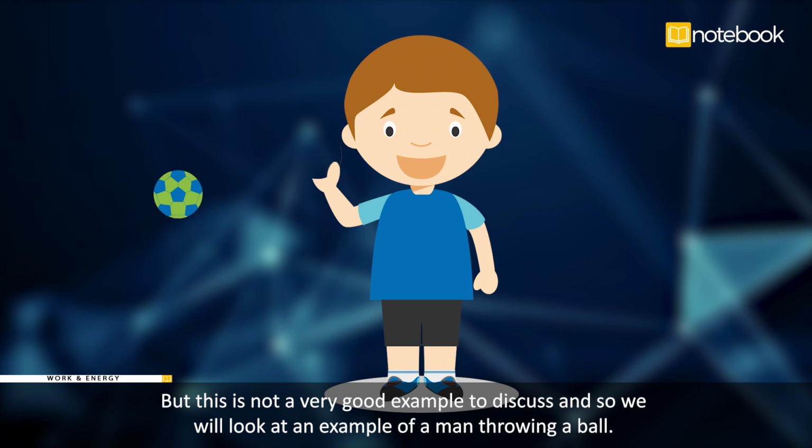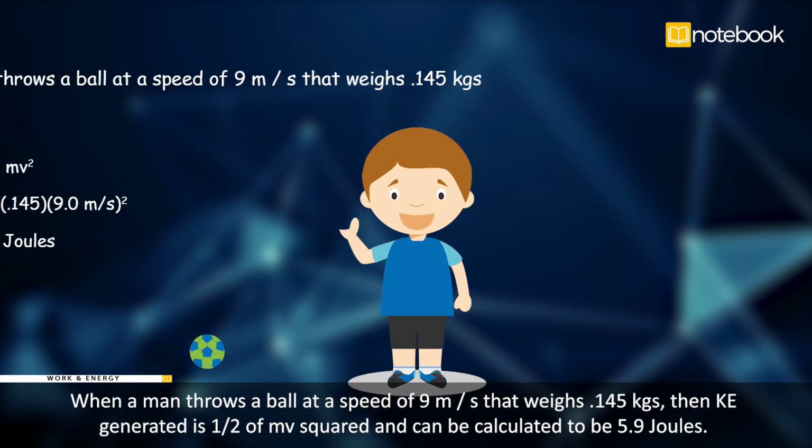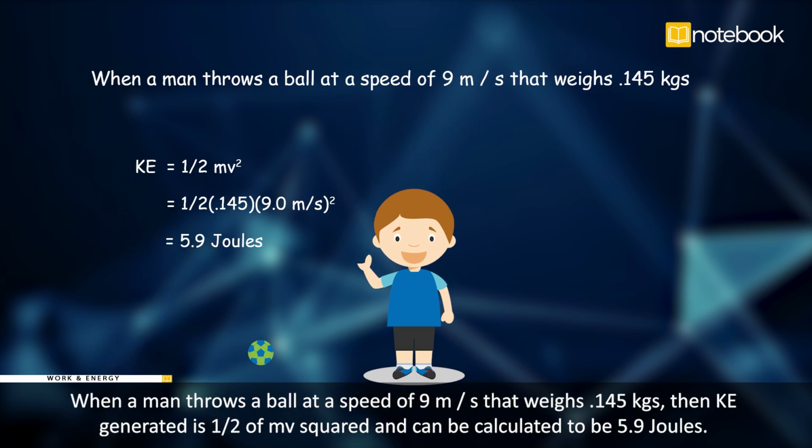man throwing a ball. When a man throws a ball that weighs 0.145 kgs at a speed of 9 meters per second, kinetic energy generated is half mv squared and can be calculated to be 5.9 joules.